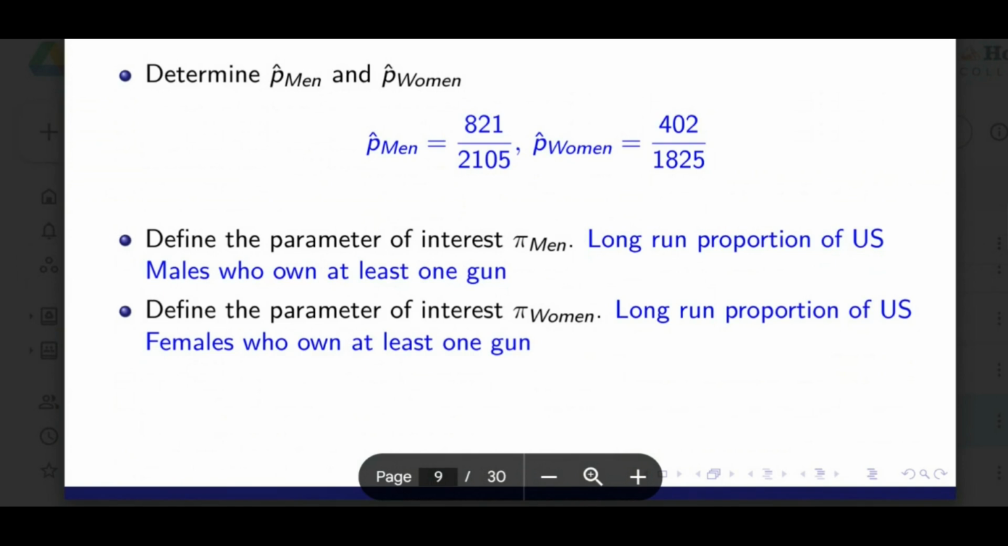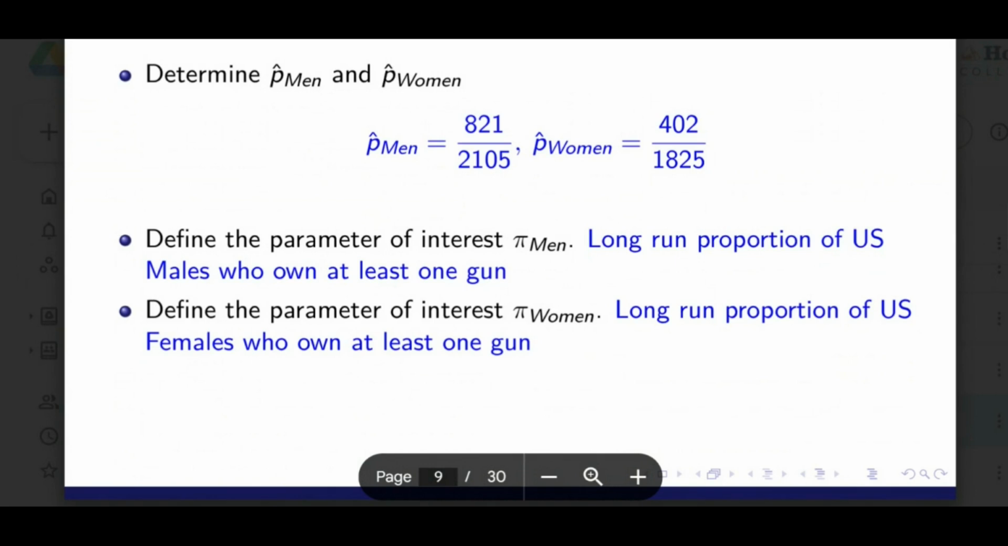What is the percentage of US women who own at least one gun? We don't know this number. What is the long run proportion of US men who own at least one gun? We also don't know this number. So they are parameters. One thing I want to note is, again, some people think that pi men is the long run proportion. Listen carefully to this. Some people think pi men is the long run proportion of people in the US who are male.